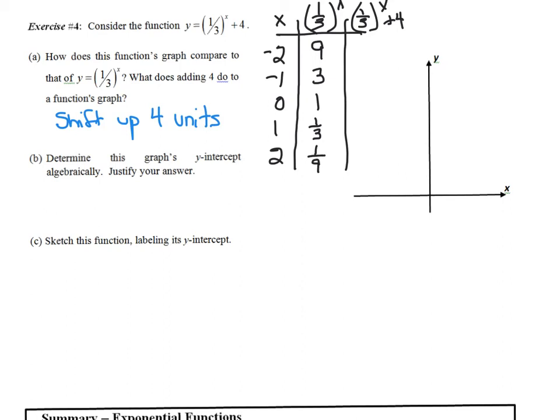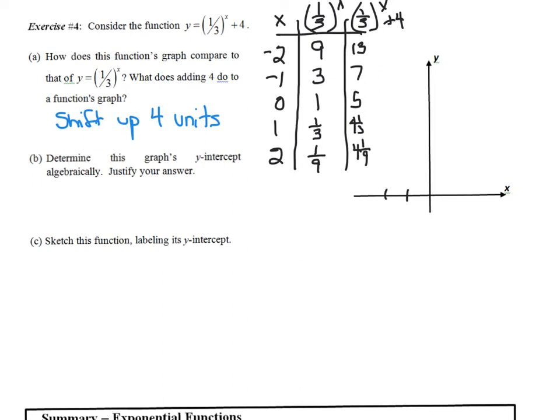Now for the last column, all we're going to do is add 4 to each of those outputs. So 9 plus 4 is giving me an output of 13. 3 plus 4, output of 7. 1 plus 4, that'll be 5. 4 and 1/3, 4 and 1/9.